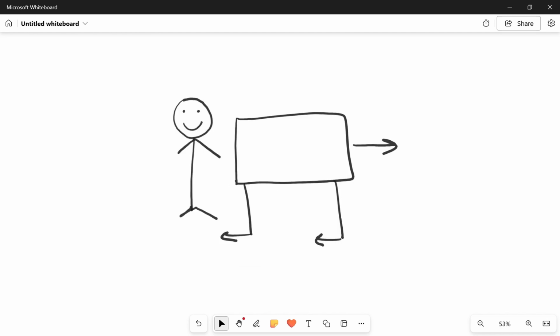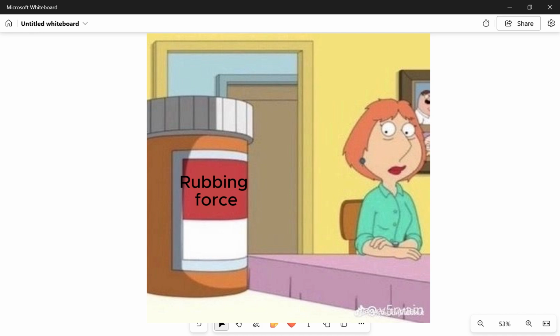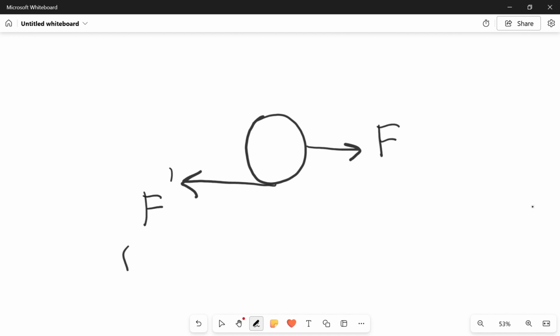Because the floor was rubbing against the table. This rubbing force, yes, rubbing force, is called friction. And that's what we're going to talk about today. If something wants to move one way, friction pulls it the other way, always opposite to the force applied.